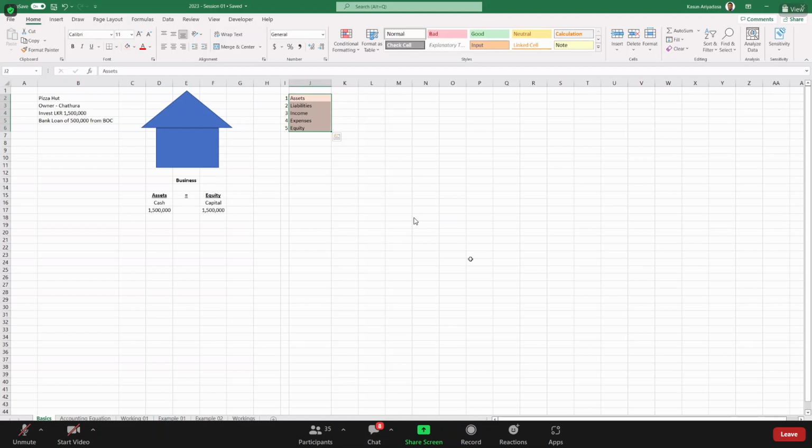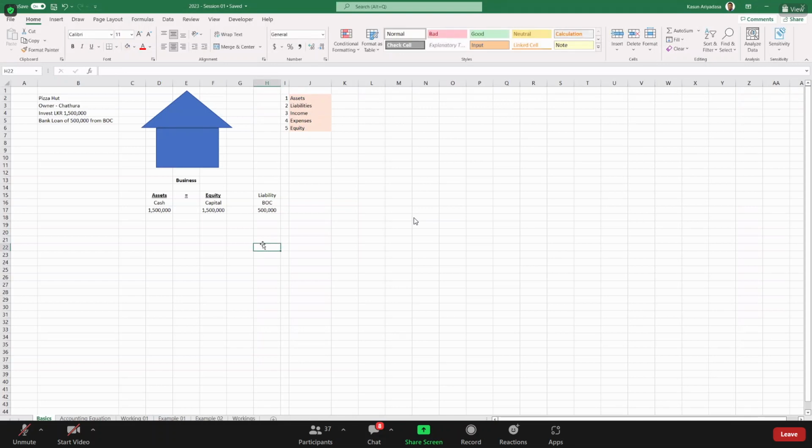Business is taking a loan of 500,000. The liabilities? Yes, a liability of the company. Now the company is having a liability. Towards whom? Towards the bank, Bank of Ceylon. So the company is having a liability. How much? 500,000, to Bank of Ceylon, BOC.